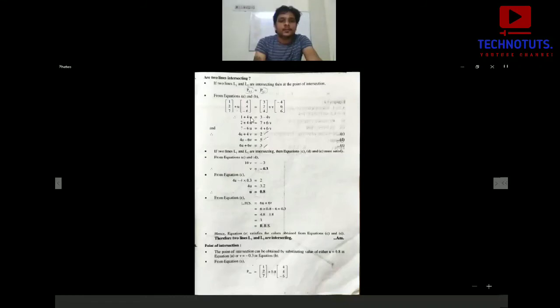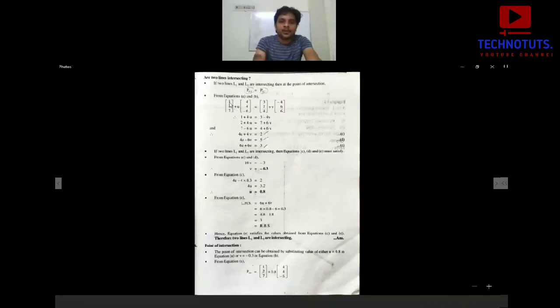Let us take the first term, then the second term, then the third term, because the first row stands for x, the second row is for y, and the third row is for z. Let us equate the first row of both sides for x, second row of both sides for y, and third row of both sides for z.